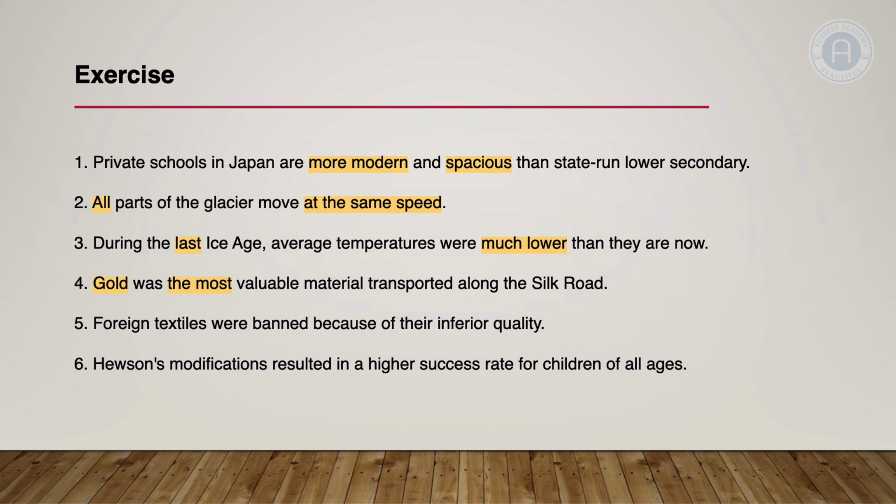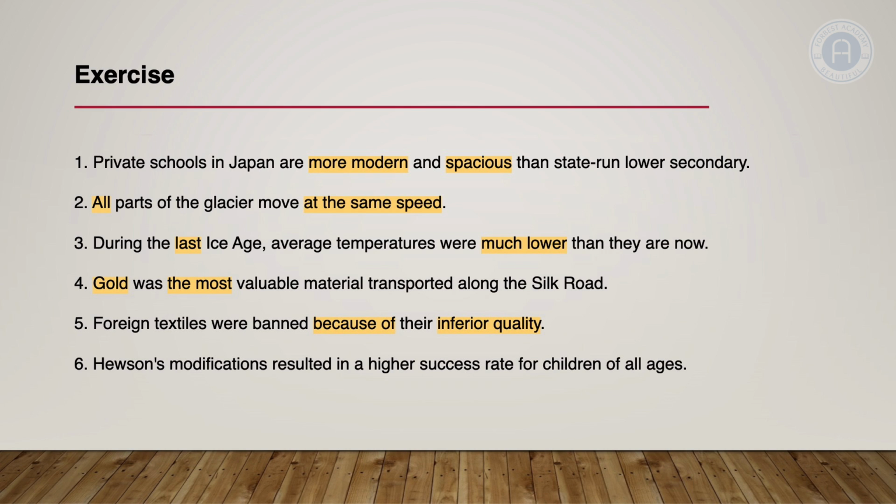Number five, foreign textiles were banned because of their inferior quality. Here we have two very important keywords. One of them is this phrase, because of. It shows a cause and result relationship. So we want to know why foreign textiles were banned. Was it because of their inferior quality? Inferior means lower, and we've got to check this. Was it the main reason? Or no, was there another cause for this banning, right? So you've got to keep these two words in mind and again, fact check them.